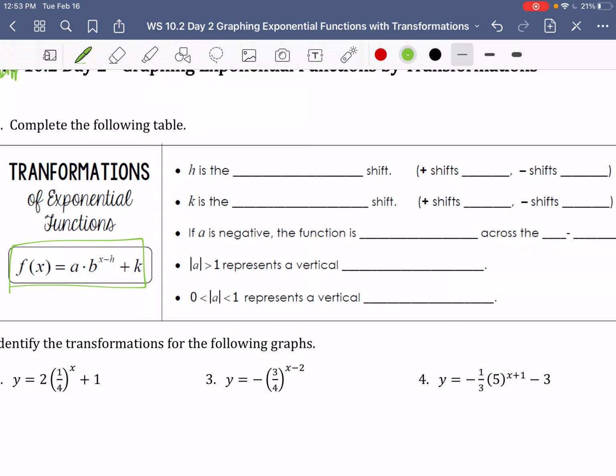The h value that's up in the exponent is the horizontal shift, and we didn't do those on Thursday. But positive means we're going left, and negative is right. The k value was us actually going up or down, so that was our vertical shift, and we were adding or subtracting at the very end.